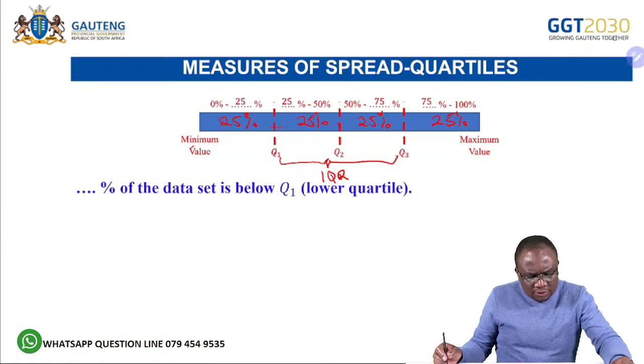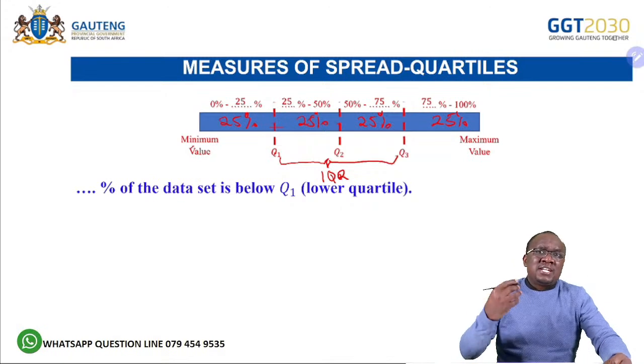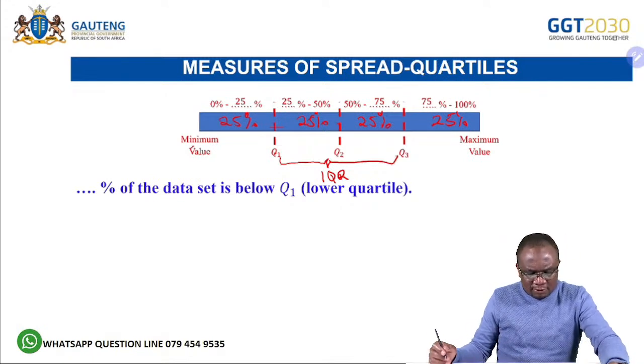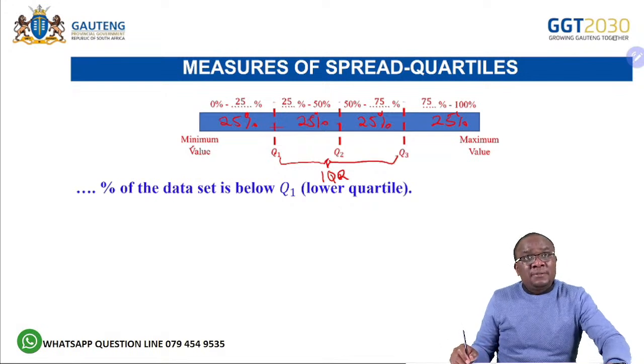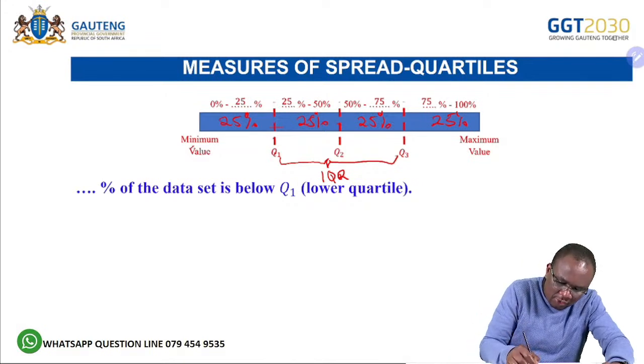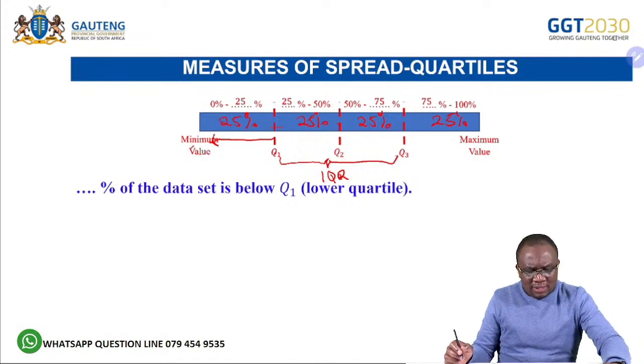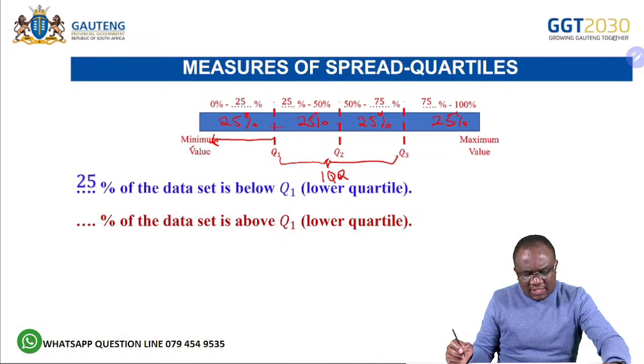Now, so dash percent of the data set is below quartile 1. Please answer this. You can just say the answers in the classroom there. You don't need to write them down. How many percent of the data set is below quartile 1? Is 25%. Below quartile 1 from here going there. That is 25%.